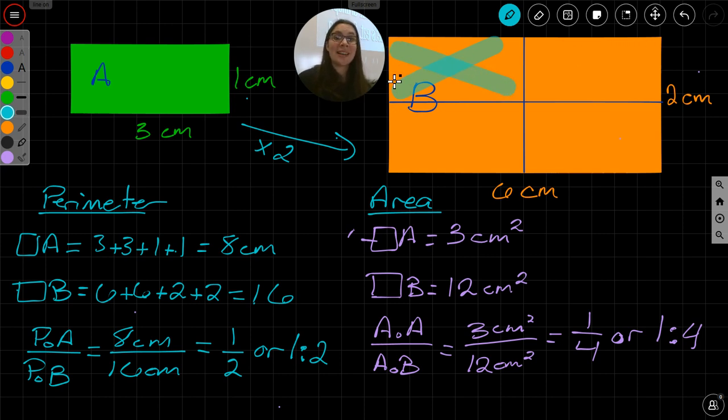But when I doubled the side lengths, I get 4 times as much. 1 to 4 is my ratio for area. 1 to 2 is my ratio for perimeter. Very important. And this is why you can't just change your area when you're converting, because area changes are a lot different. All right, that's it.